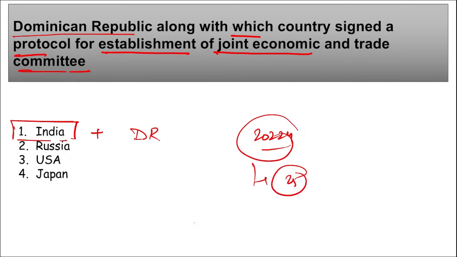Then apart from this, remember, India primarily imports gold from Dominican Republic and exports pharmaceutical products, marine products, motor products, 2 and 3 wheel vehicles, right, to the Dominican Republic. And major is India imports gold from this Dominican Republic.